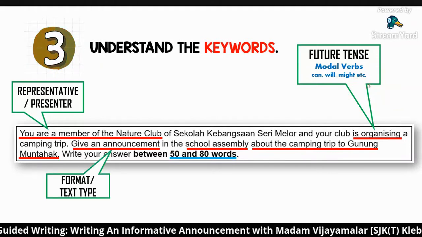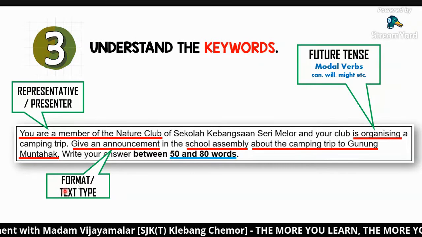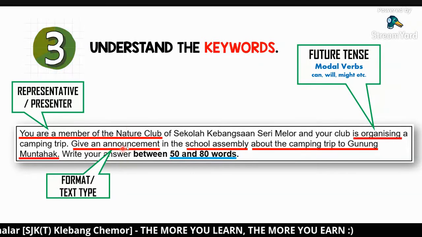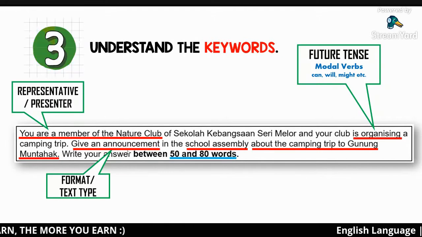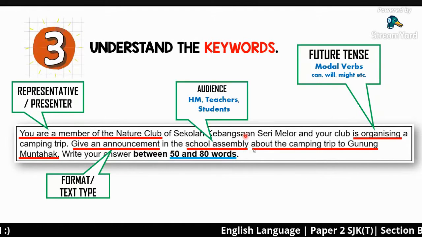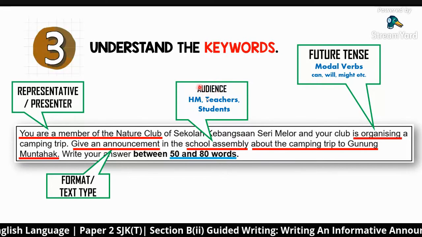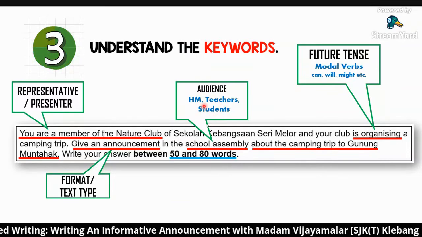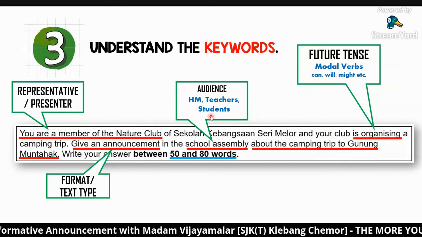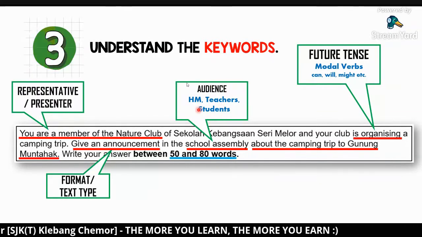The next one is announcement. So the format or the text type is announcement. These are the ones that you're getting from the question directly. And the next one is school assembly. So who is the audience there? Of course, your headmaster or headmistress, teachers, students, and you don't refer to your friends as students, you refer to them as friends. These are your audiences here.